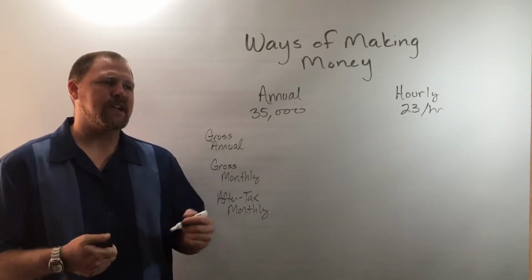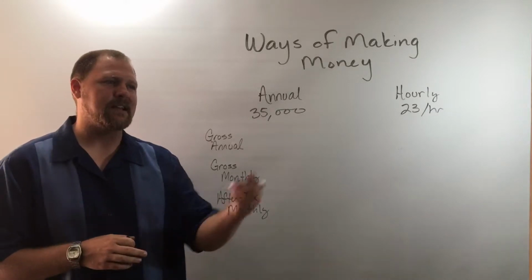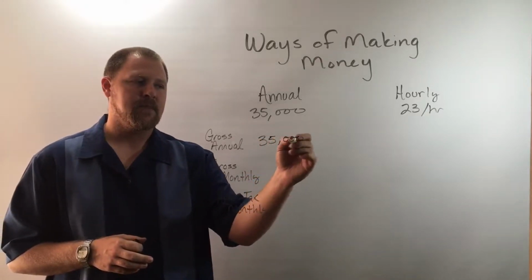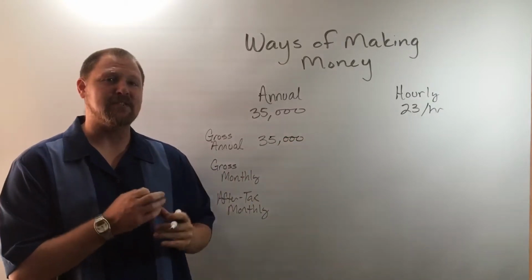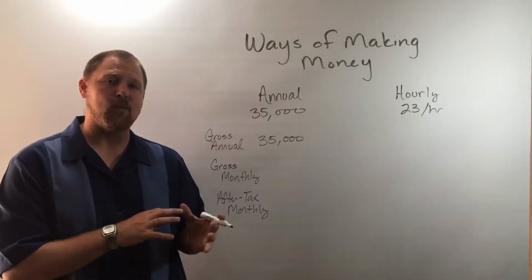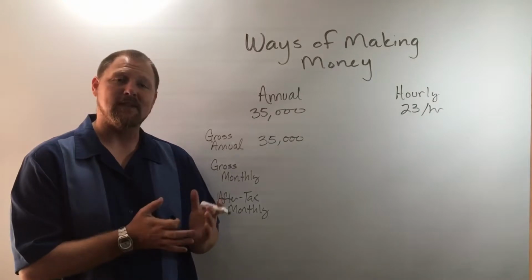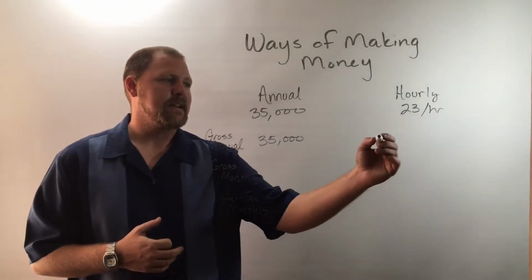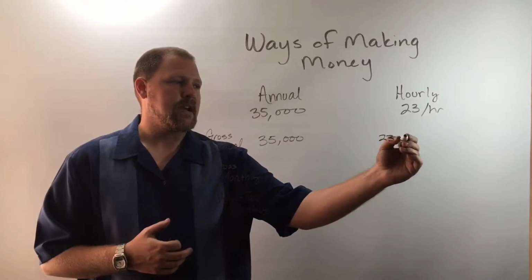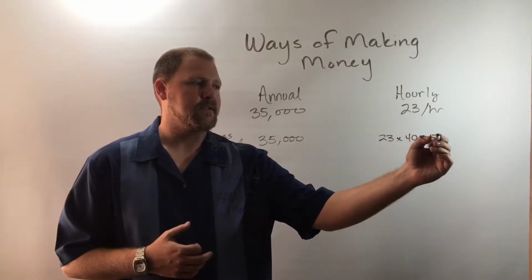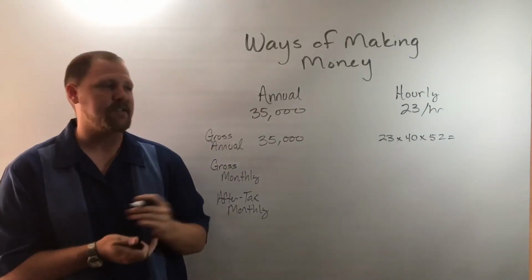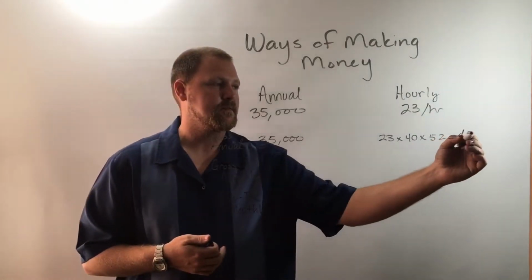So the gross annual salary is the first thing we need to calculate. In the annual salary, it's given to you. And in the hourly salary, we have to generate some idea of full-time work, which is 8 hours a day, 5 days a week, 52 weeks a year. So that is 23 times 40 times 52, and that will give us our annual salary of $47,840.